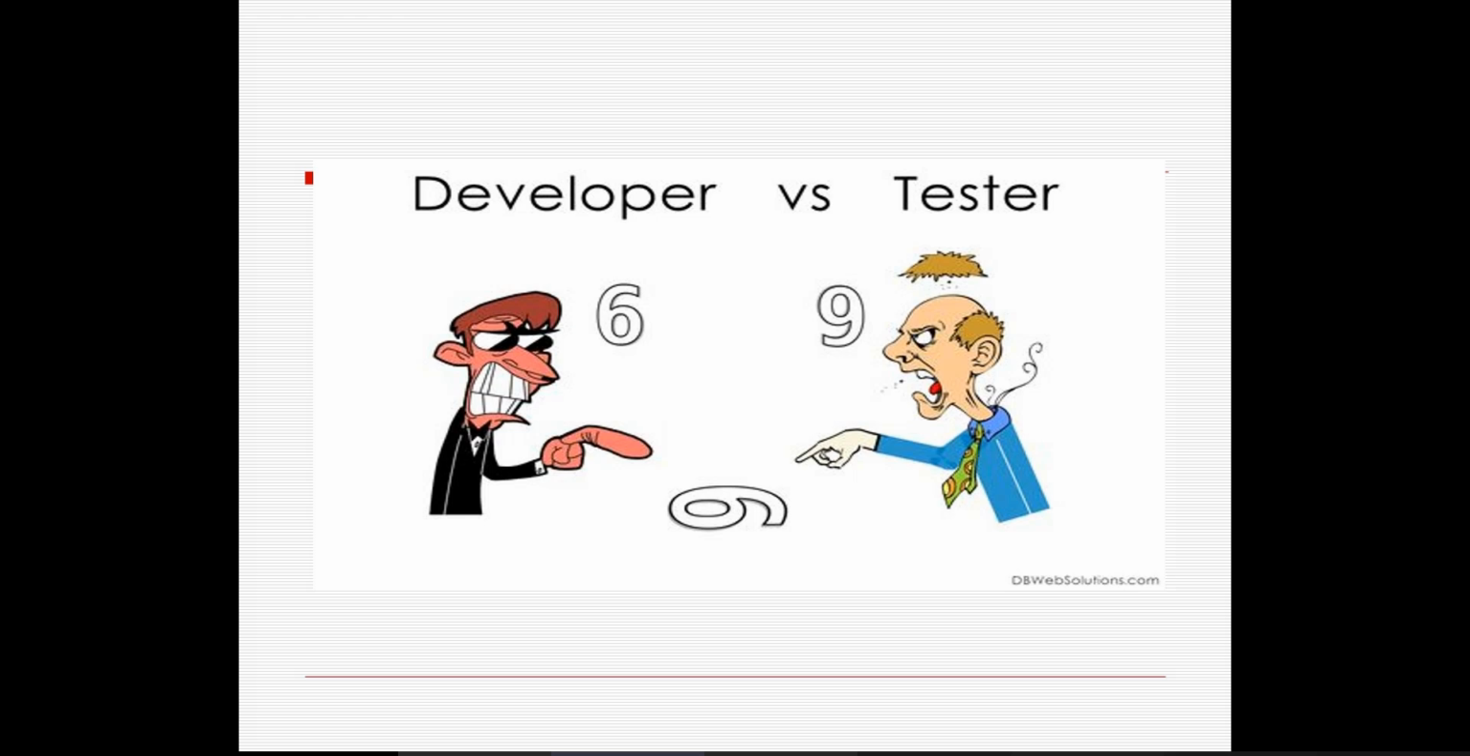So it should not happen like what you are seeing in this picture. It should be the same from both points of view, developer and tester. And once the tester has reported the bug, the developer has to accept it and fix it, because the product will not be released into the market until it is corrected.